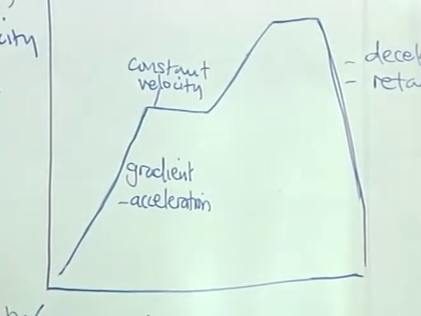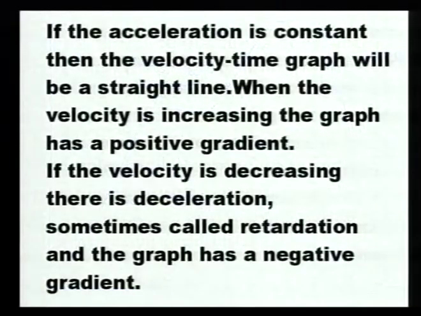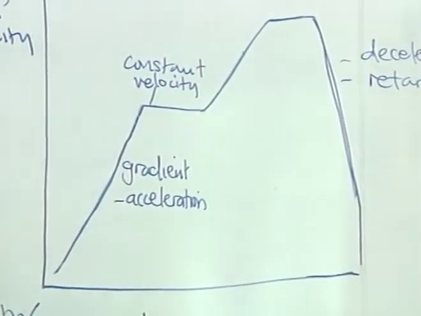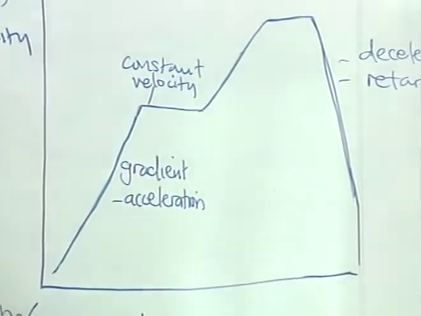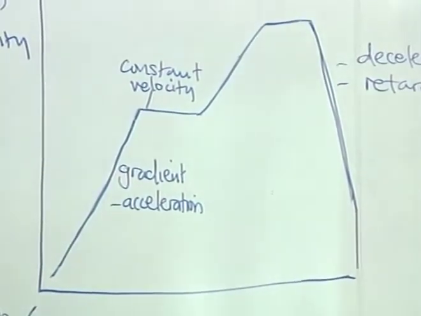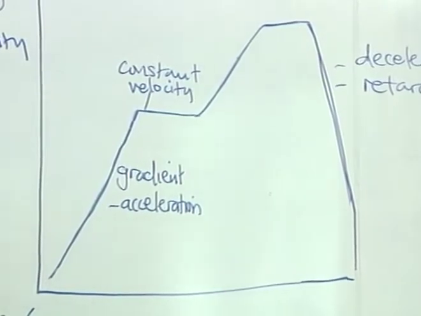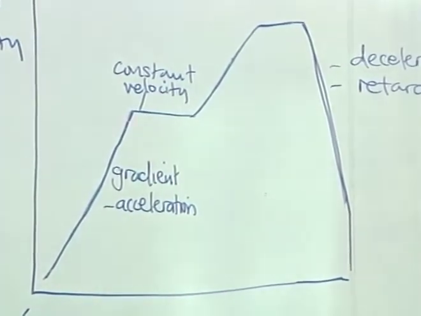Okay. When the velocity is increasing, the graph has a positive gradient. If the velocity is decreasing, there is deceleration, which is this, and sometimes called retardation, and the graph has a negative gradient. Okay, negative acceleration means the velocity is decreasing or it's slowing down. The traveler is slowing down.